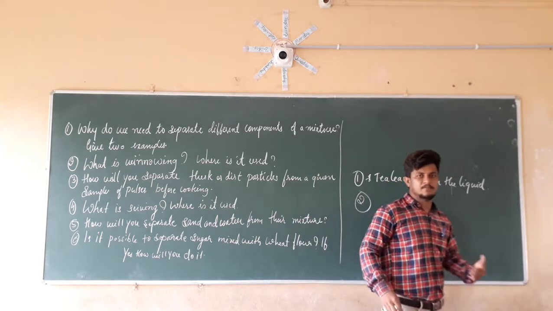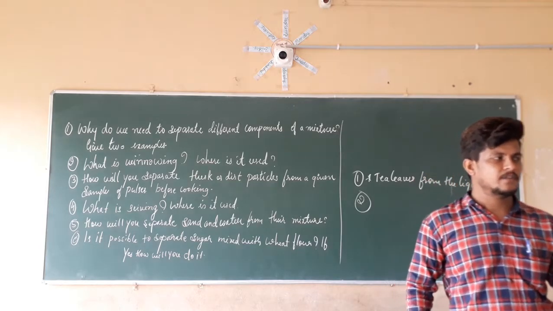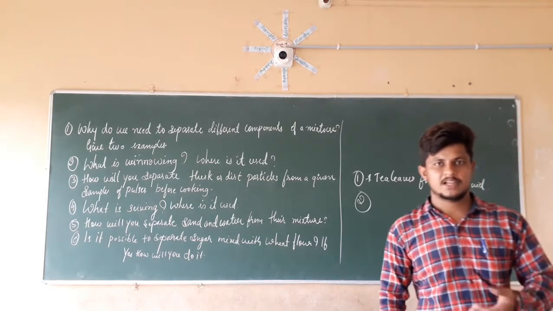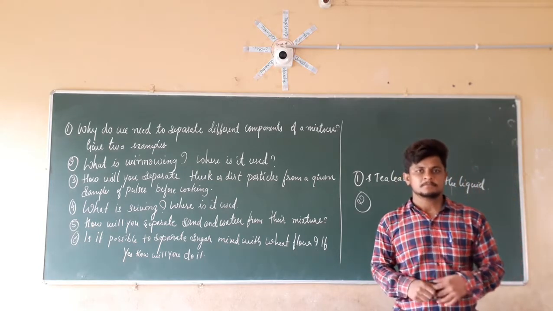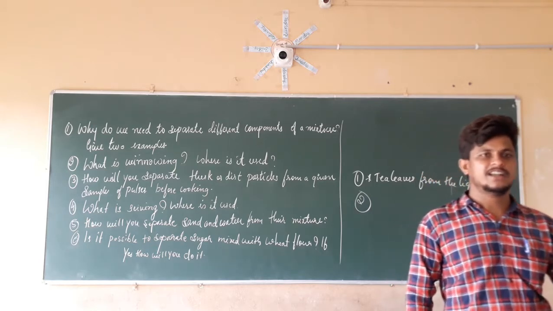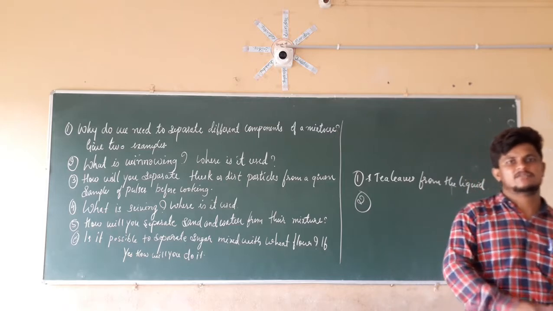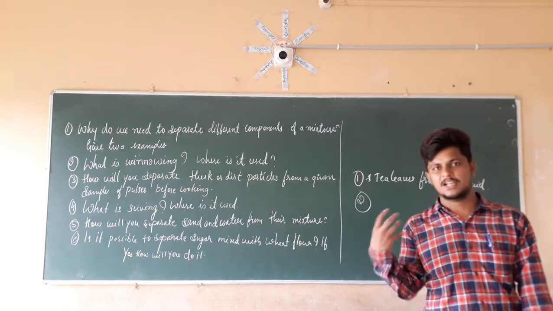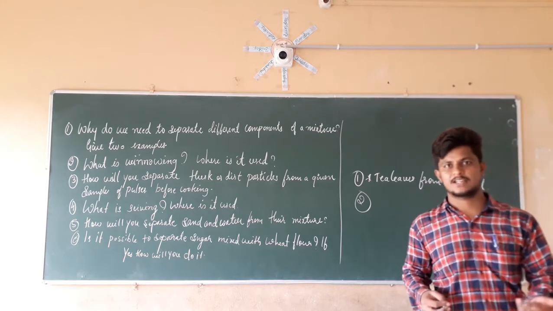The second example is the separation of butter from curd or milk. We already know that butter is essential for us, as well as milk. But we can't take them together. For that reason, we have to separate butter and milk, so that we take the milk separately and the butter separately. Together we are not going to take those things.